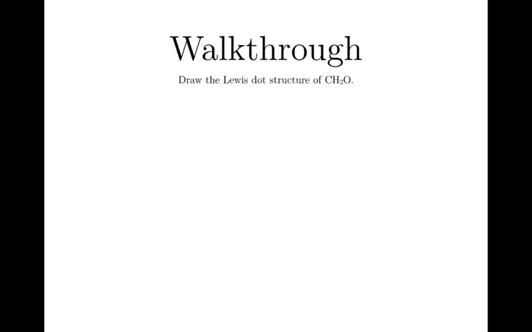So there are 4 discrete steps when drawing a Lewis dot structure of a molecule. First, we're going to determine the number of valence electrons for each atom, and we're going to add up the total number of valence electrons for the whole molecule. Next, we're going to connect any atoms that form more than one bond. Hydrogen atoms only form one bond each, so we'll save those for last. In this case, we're going to connect the carbon and the oxygen.